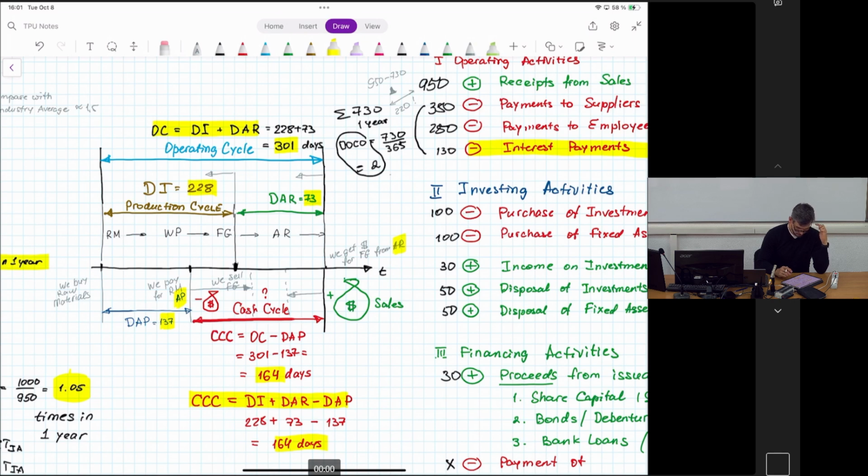So operating cycle is something that you need to understand how it's calculated. And cash conversion cycle is something that you need to understand how it is calculated. So this graph, this timeline should help you understand it and use it.